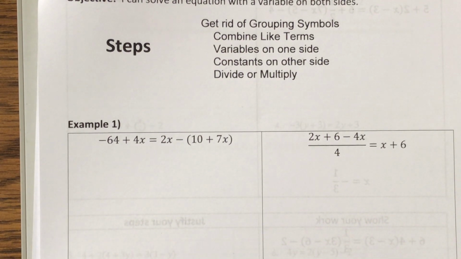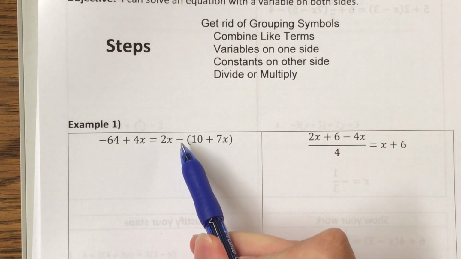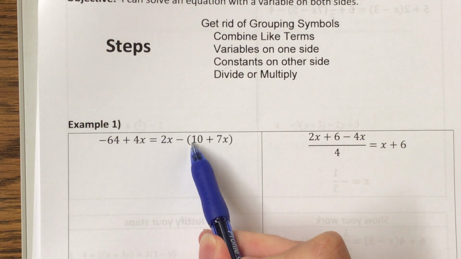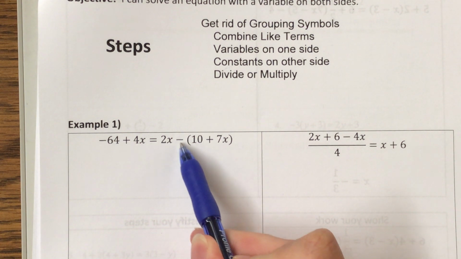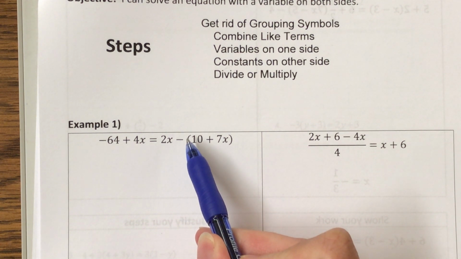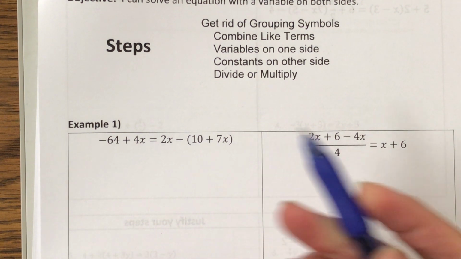So do we have grouping symbols? The answer is yes, we do. So we need to get rid of the grouping symbols, and to do that, we're going to distribute. Again, when we've got two things side by side with no operation between them, that's multiplication.